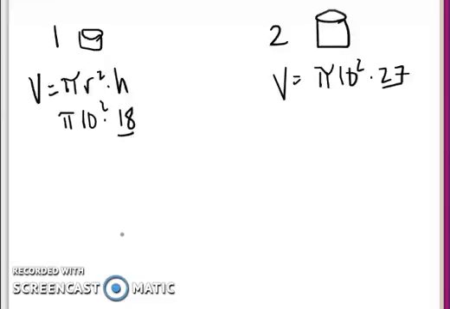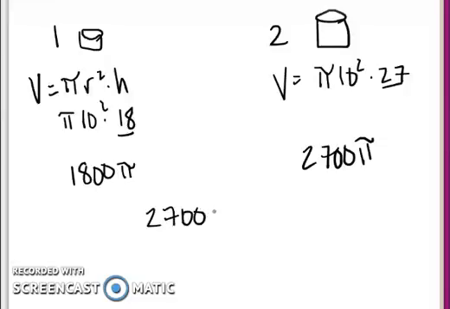So let's go ahead and evaluate them. I'm going to leave it again in terms of pi. So we're going to get 10 squared times 18. If you haven't figured that one out, that's going to be 1800 pi. And then over here, this one's going to be basically 2700 pi. And we want to know how much additional wax is needed. So we basically are going to take the larger one and subtract the smaller one to find out that answer, and the answer is going to be 900 pi.